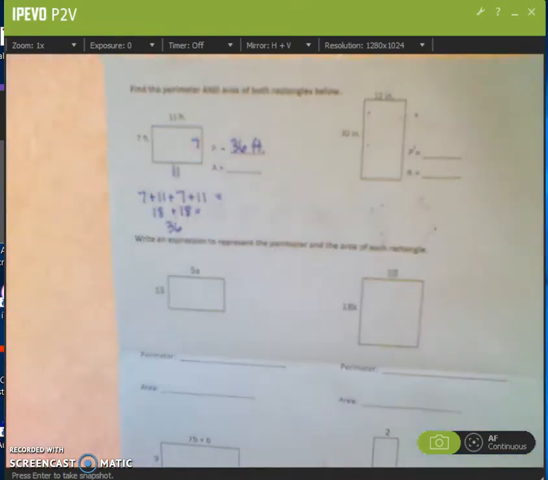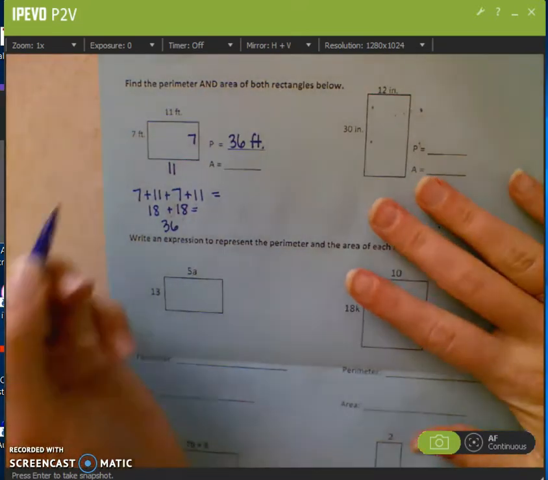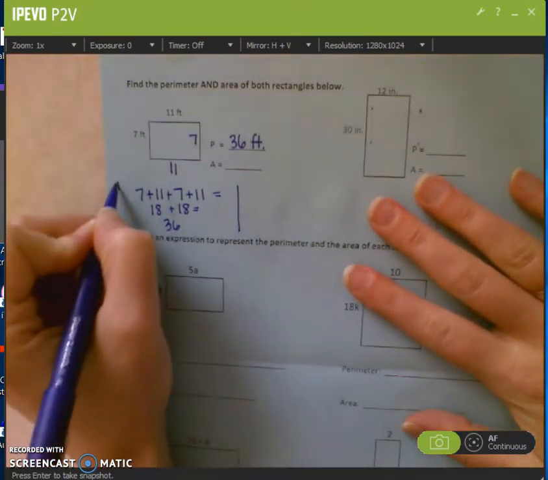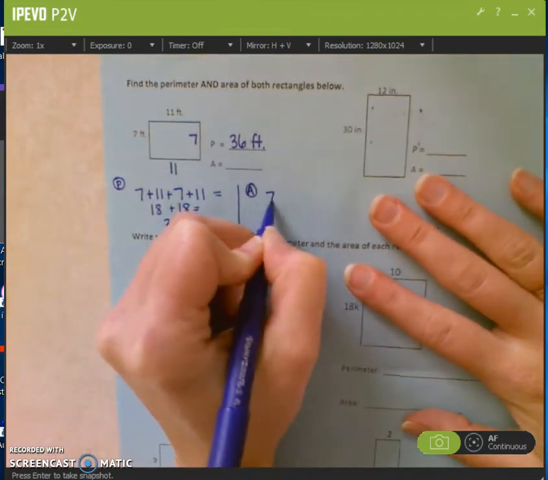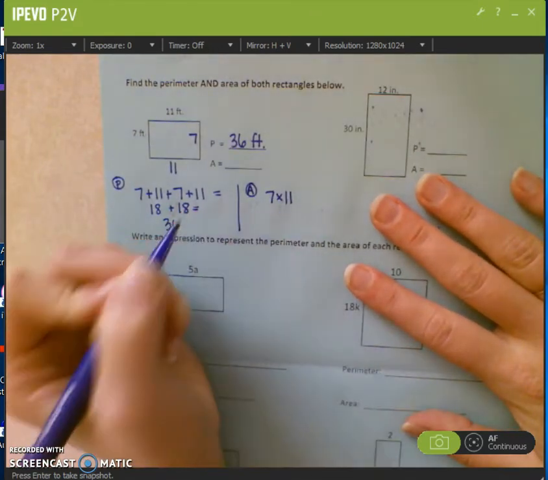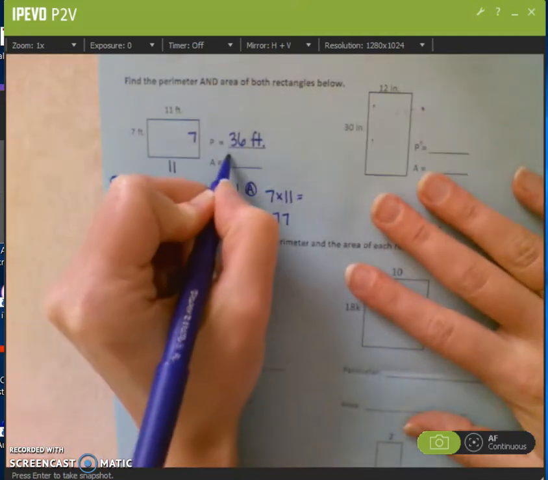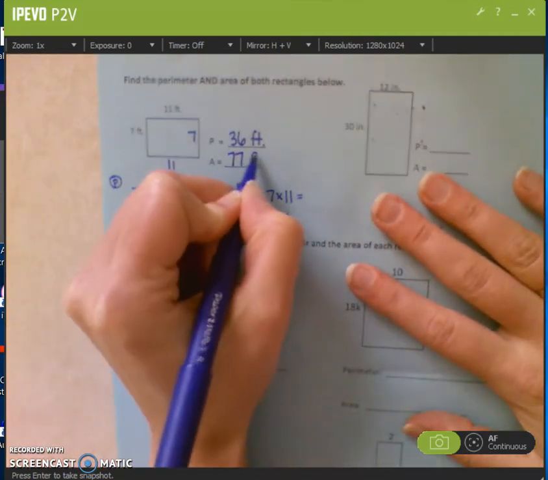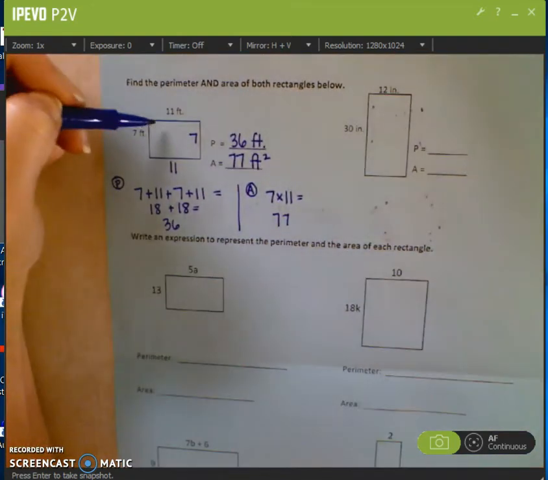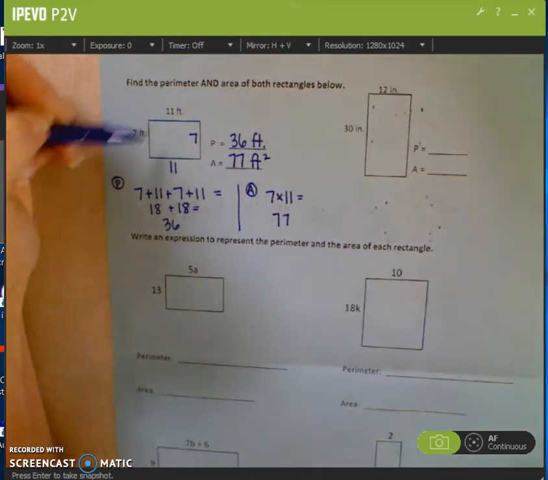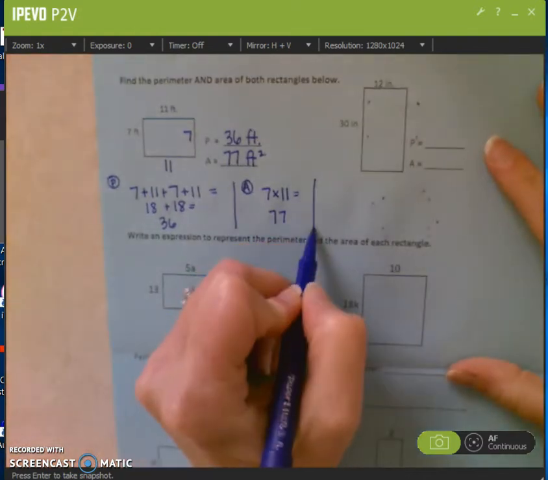I don't forget my label. It is a length, so I just have feet. And then for area, that's perimeter. For my area, I'm doing length times width, or base times height, which is 7 times 11. And we know that to be 77. When I label area, square area, I have feet squared because it's 77 square feet that this rectangle takes up. So it should be review.